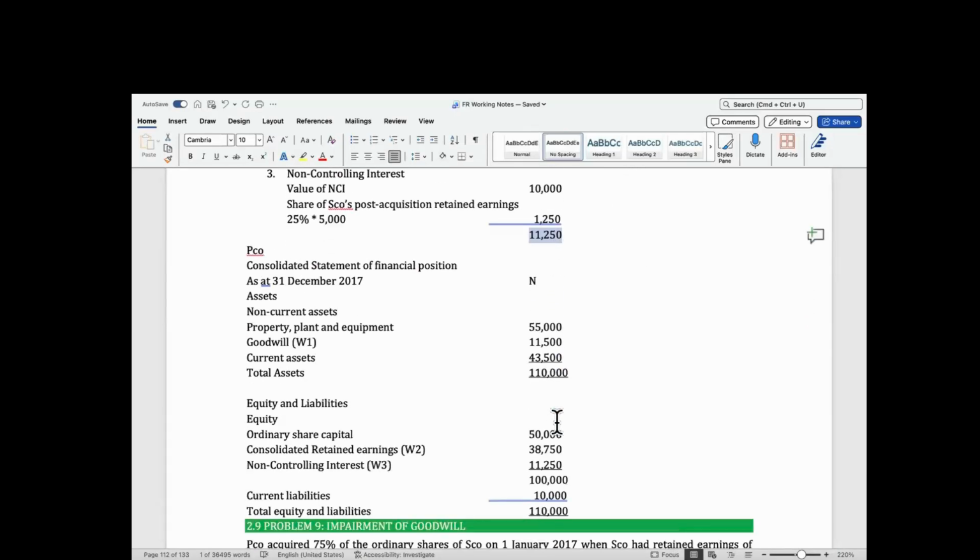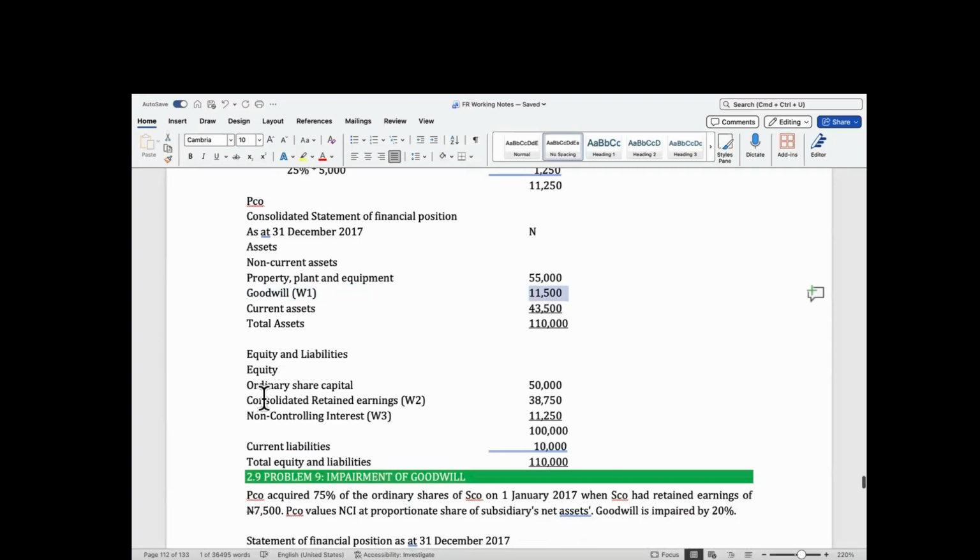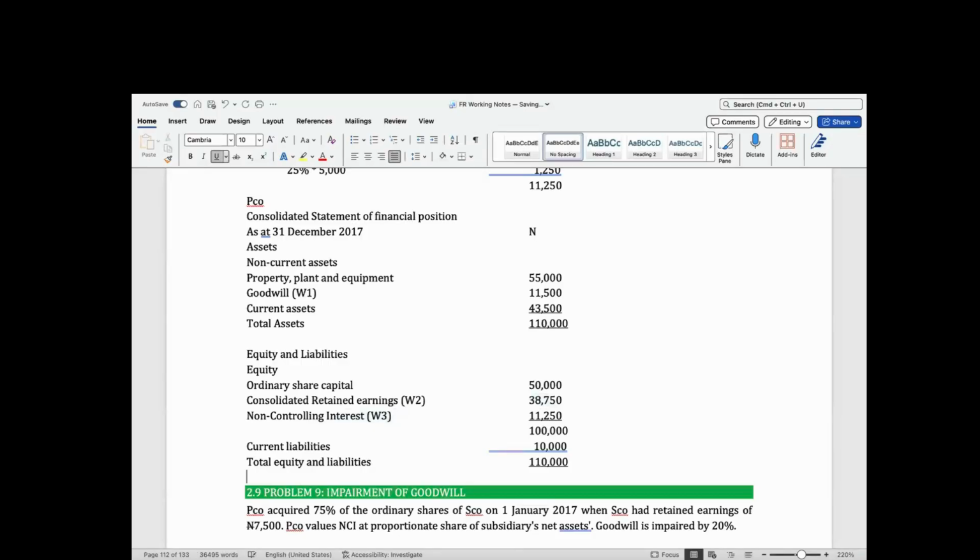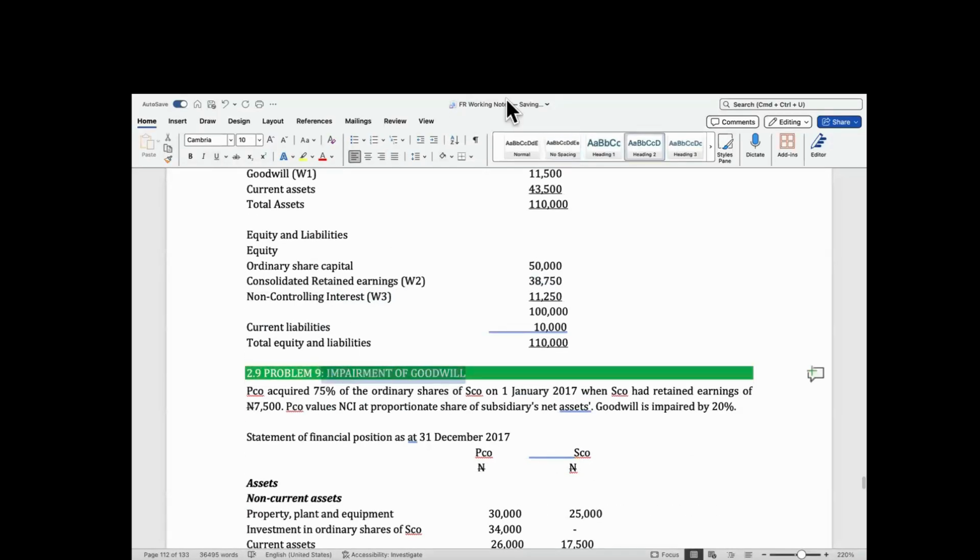Then I consolidate. Consolidation is just adding parent and subsidiary assets and liabilities together. Then introducing goodwill from workings 1, consolidated retained earnings from workings 2. We have already worked those ones out. And NCI from workings 3. Your account will balance. It will definitely balance. Okay, now we're moving forward to the next item.